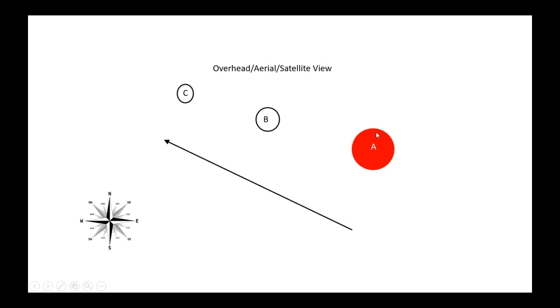Here's Island A. It's usually the largest because that's where the volcanic activity is occurring. Here is B and C. C was once at A, B was once at A, but they have moved off. So this is present day where A is located. B is 1 million years old, and C is 2 million years old.